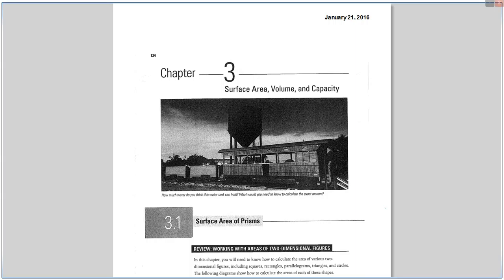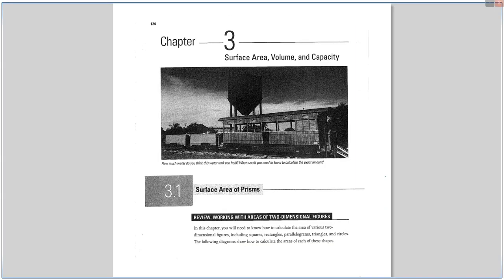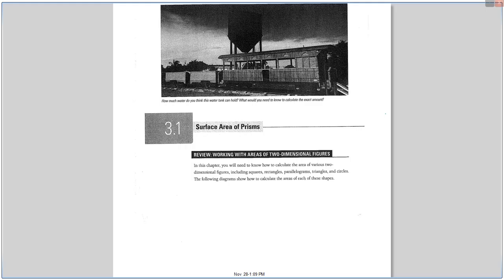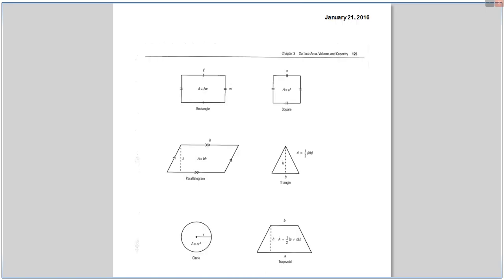To start with Chapter 3. Chapter 3 is surface area, volume, and capacity. Begins 3.1, surface area of prisms. So we'll take a look at this.